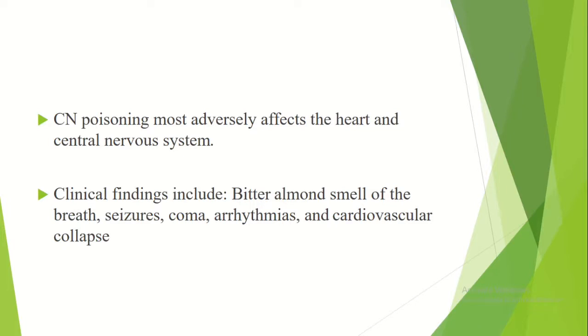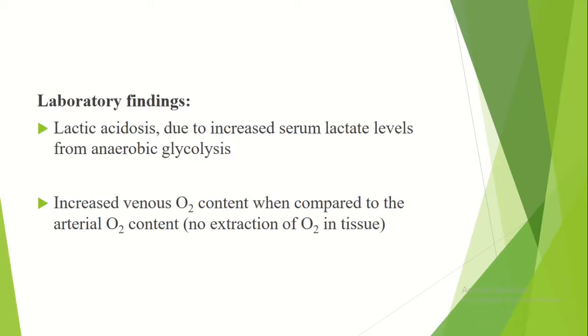Okay, coming to the clinical presentation, cyanide poisoning most adversely affects the heart and the central nervous system. By affecting the heart, it can cause arrhythmias and cardiovascular collapse, and by affecting the central nervous system, it can cause seizures and coma. So the clinical findings include bitter almond smell of the breath, seizures, coma, arrhythmias, and cardiovascular collapse. Lab findings include lactic acidosis due to increased serum lactate levels from anaerobic glycolysis, and increased venous oxygen content when compared to the arterial oxygen content because there is no extraction of oxygen in the tissue.